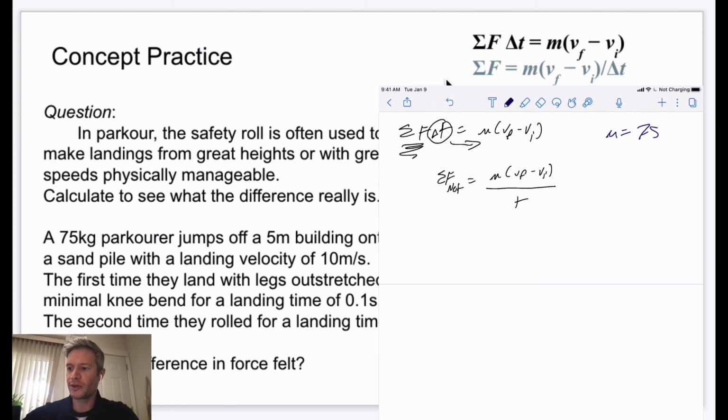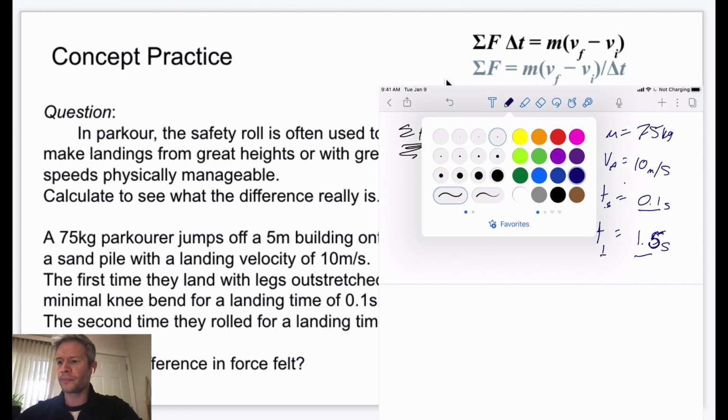So mass, we do know the person's 75 kg. They're going to stay that way for both scenarios. It also tells us that the height of the building is 5 meters. But do we need to know that? No. The helpful point of information from that is the velocity final, which we see is 10 meters per second. And then we have our two times. Let's say time short and time long, okay? The short amount of time is 0.1 seconds, and the long amount of time is a full 1.5 seconds. So that full safety roll is really drawing out the time relative to the other, okay?